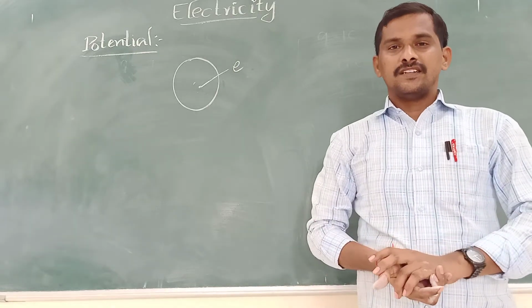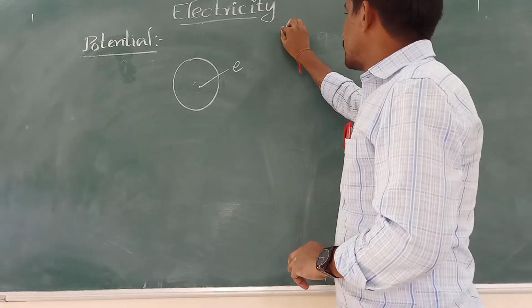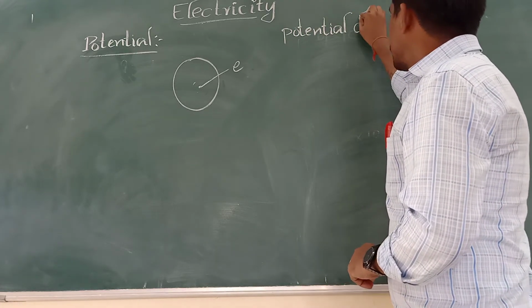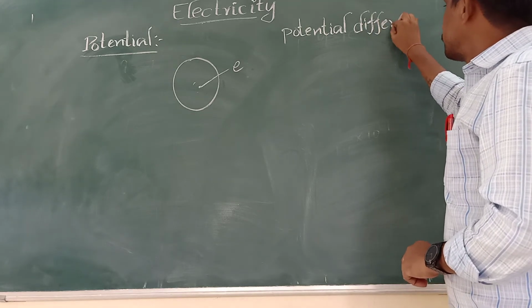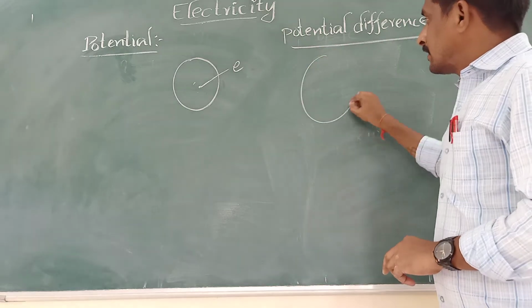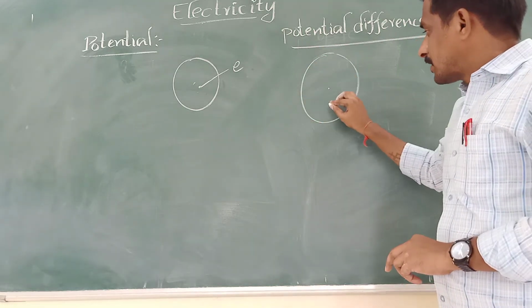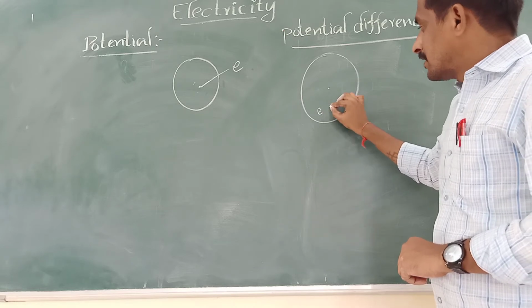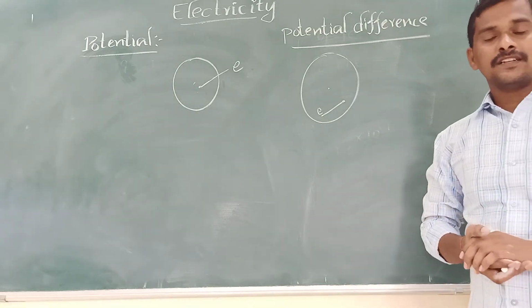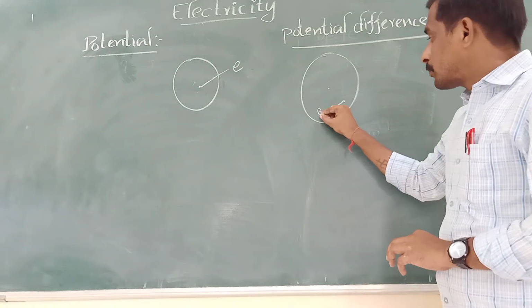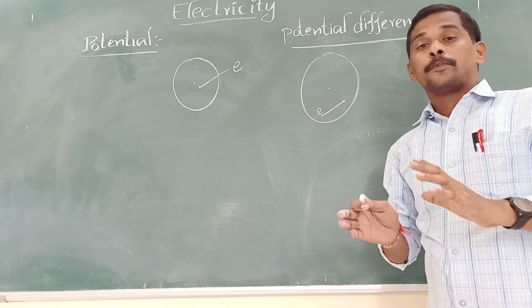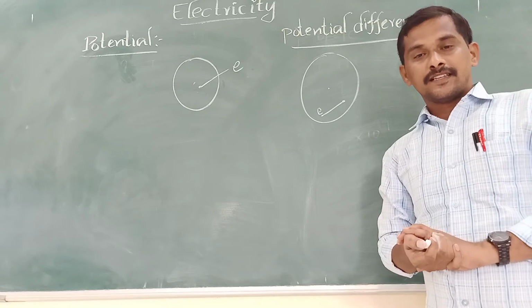Then what about potential difference? Let's see potential difference. Same thing, it is in an electric field. In this electric field, suppose an electron is moving from one place to another place. Then the work done on the unit charge to move from one point to another point in the electric field, that phenomenon we call the potential difference.